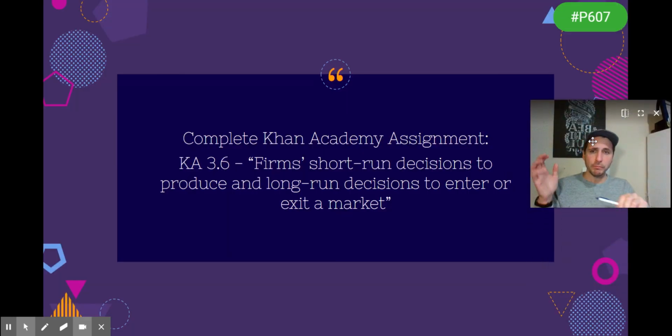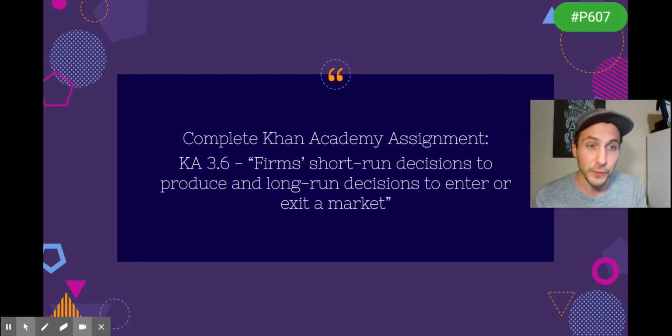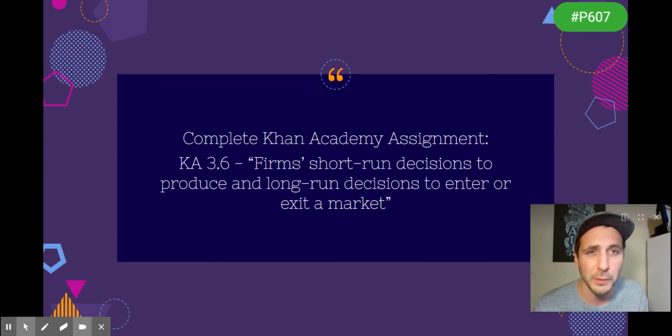Okay, that's it. Khan Academy, firm short run decisions to produce and long run decisions to enter and exit the market. Keep in mind, when losses are greater than your fixed costs, you're going to shut it down, as indicated when price falls below average variable costs on a graph. And also remember, when perfectly competitive firms are profitable, in the long run, other firms are going to enter the market and take their share of that profit. And in a perfectly competitive market, if all the firms are experiencing losses, firms are going to exit that market in the long run. If you have those two things under your belt, you're going to be in good shape.